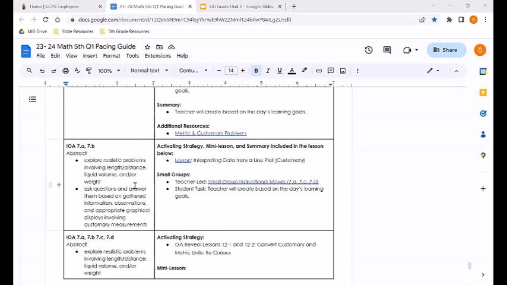For IOA 7B, the focus will be on interpreting data from a line plot in Unit 2. Other components of this IOA, including mean distribution, will be introduced in later units.